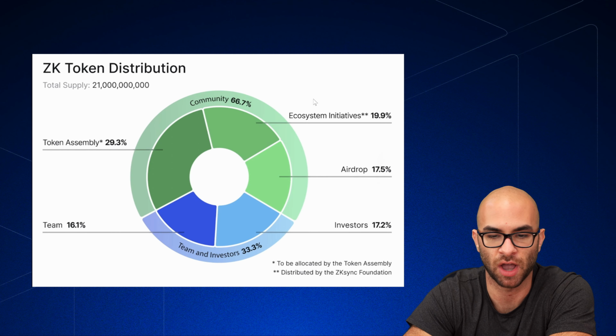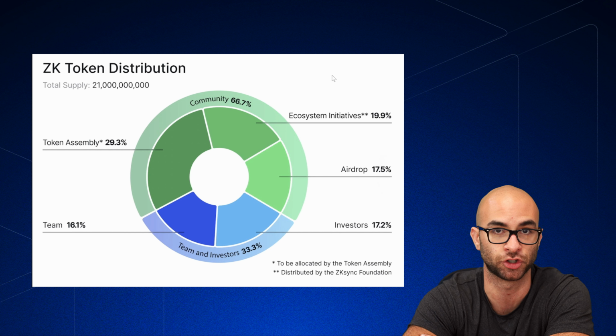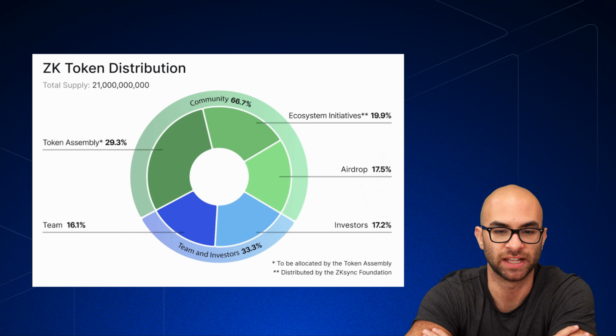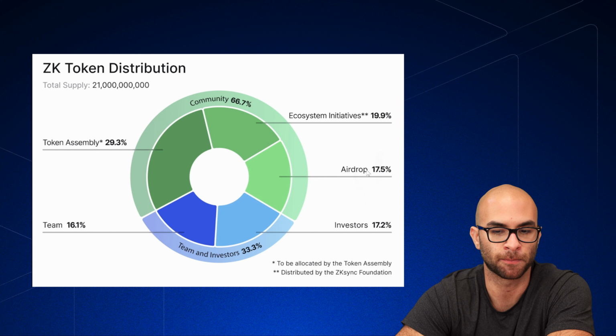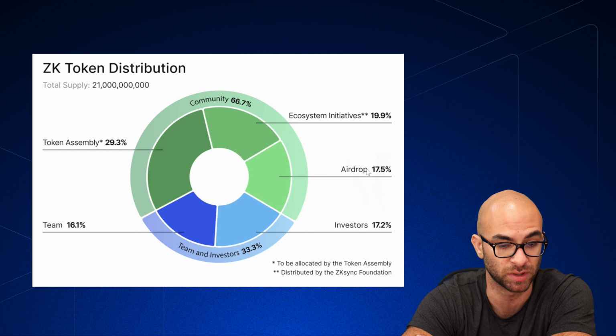A lot of times they'll also have a pie chart where you can pretty easily see where these different tokens are being distributed. As far as ZK Sync, this doesn't look too bad. This airdrop percentage was actually very high and rewarded a lot of people that were interacting within the ecosystem.